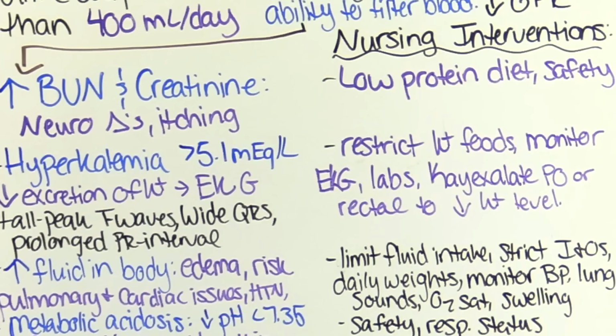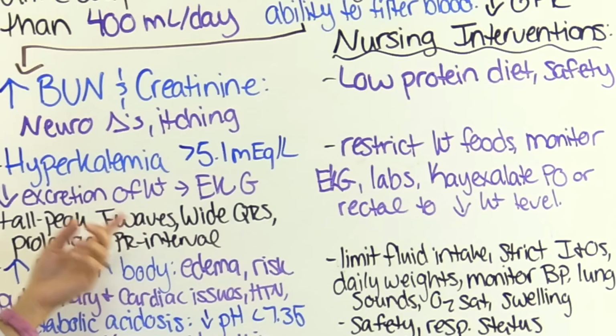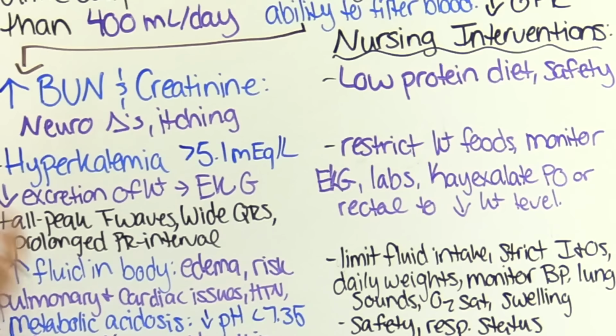And their safety, because they're going to be confused, may not know where they're at, they can get up and fall, things like that. Another thing is hyperkalemia. And this is because there's a decreased excretion of potassium in those kidneys. And what can happen whenever you have a high potassium level, you have to watch out for cardiac issues. They can have a significant cardiac event. So you got to watch the EKG and look for tall and peaked T waves, wide QRS complexes, and prolonged PR intervals. That can represent hyperkalemia.